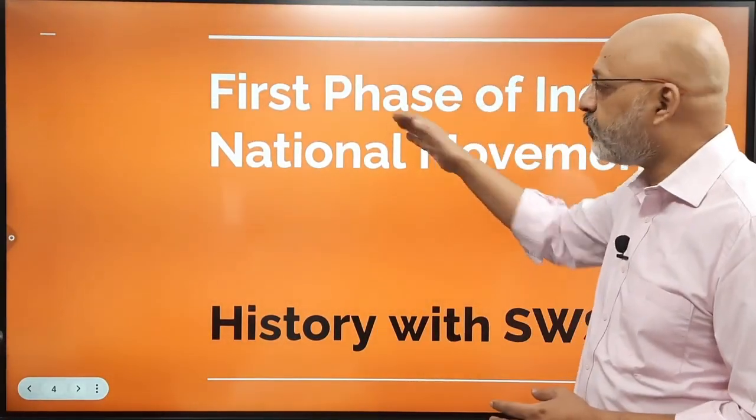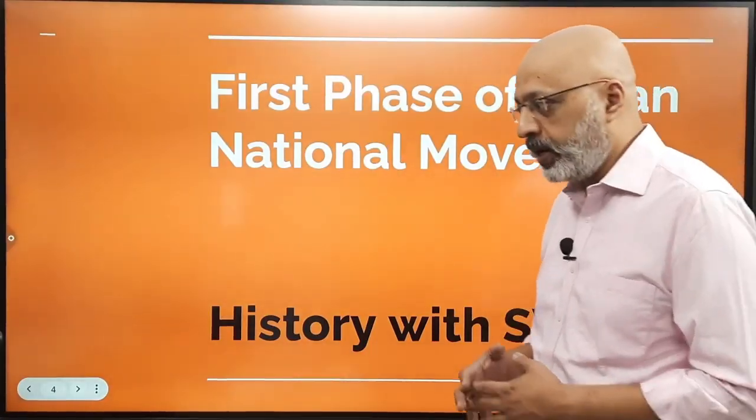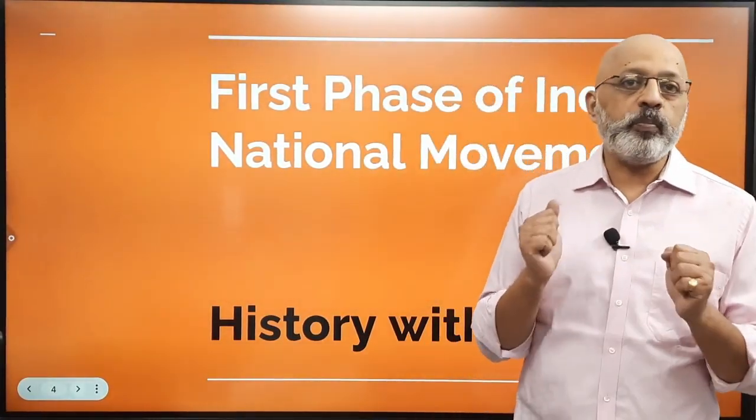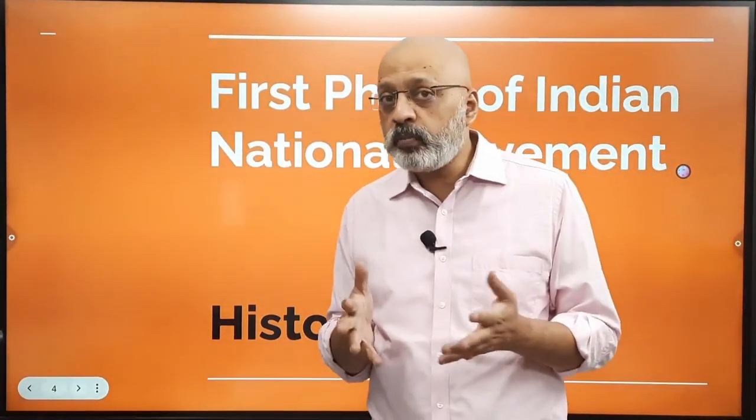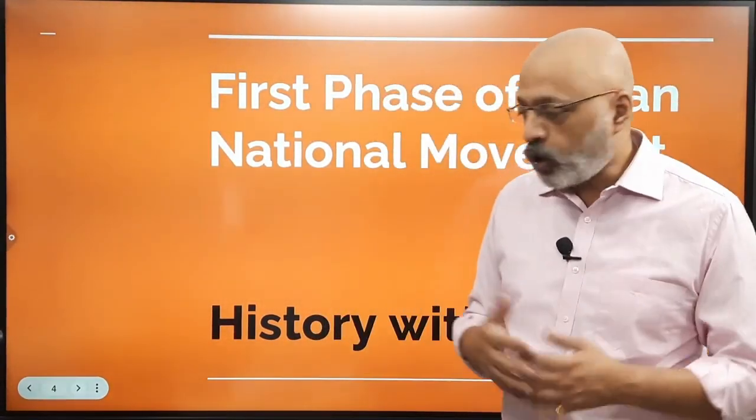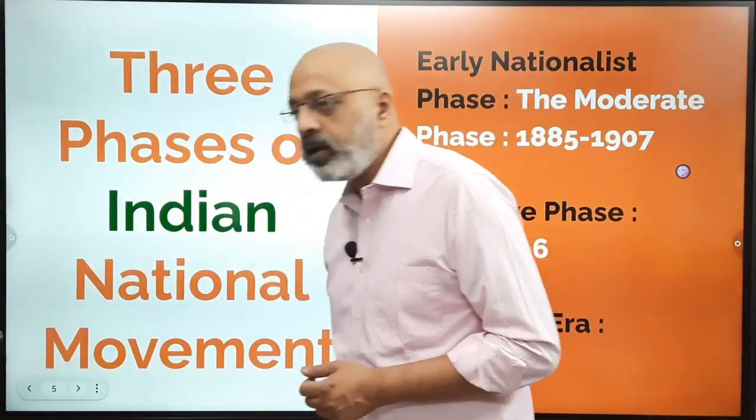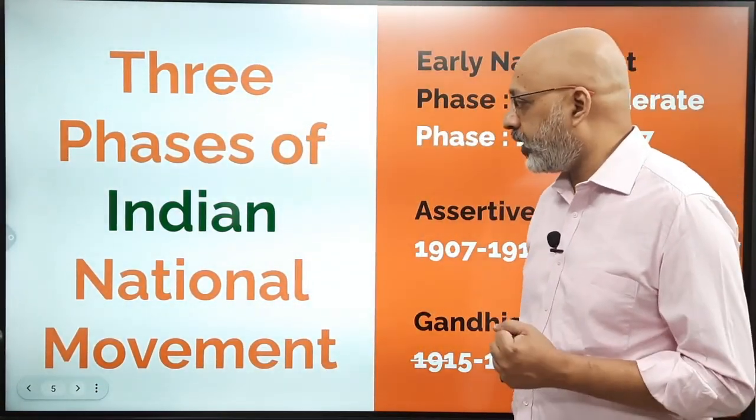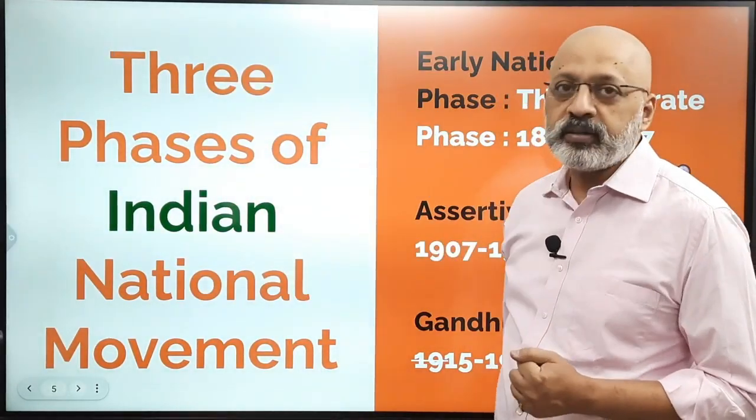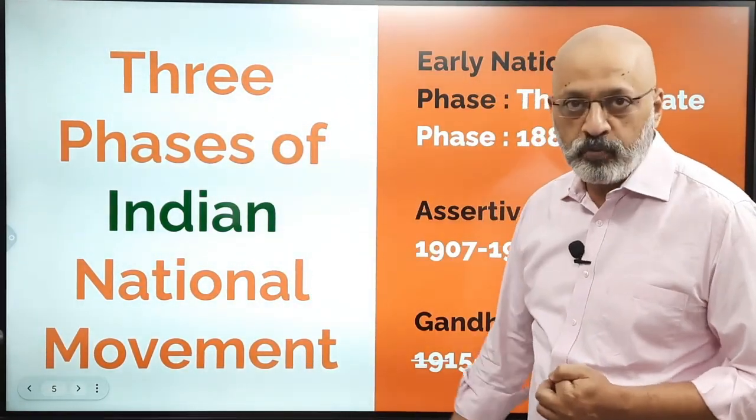So the formation of the Indian National Congress was discussed in the last video, in the last chapter, and now we are getting into the first phase of the Indian national movement. Now, this phase was essentially dominated by the moderates. Now, who are the moderates? The early nationalists were called the moderates, and I will tell you exactly the reason why they were called the moderates. But before that, you need to understand the three phases of the Indian national movement.